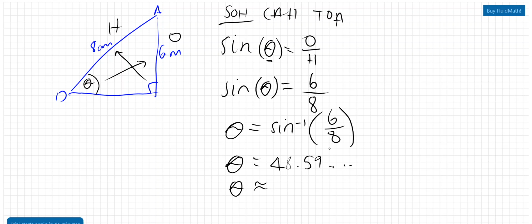well, the number after the decimal is 5. So if it's 5 or more, you round up. So 8 becomes a 9, and we get 49 degrees. So it's approximately 49 degrees. So this angle here is 49 degrees.